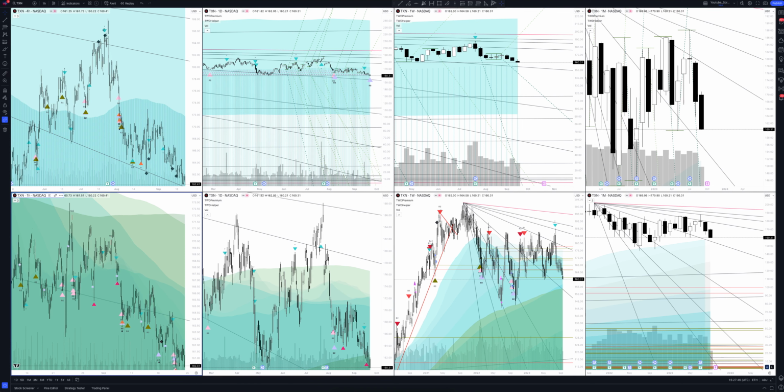Today we will take a look at Texas Instruments stock. Let's analyze the market situation and find out how you can make money on it. Let's start.